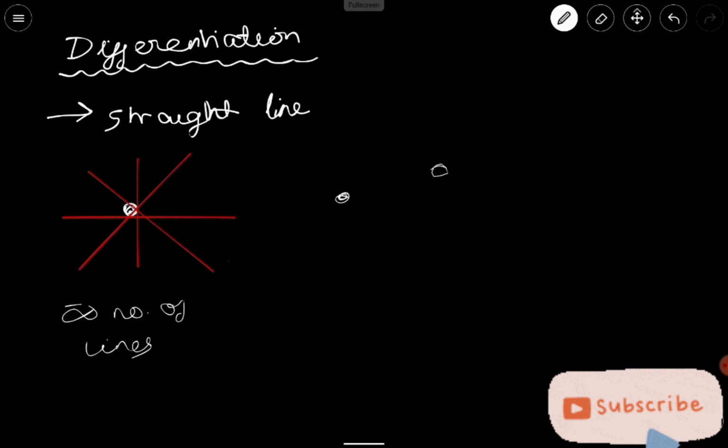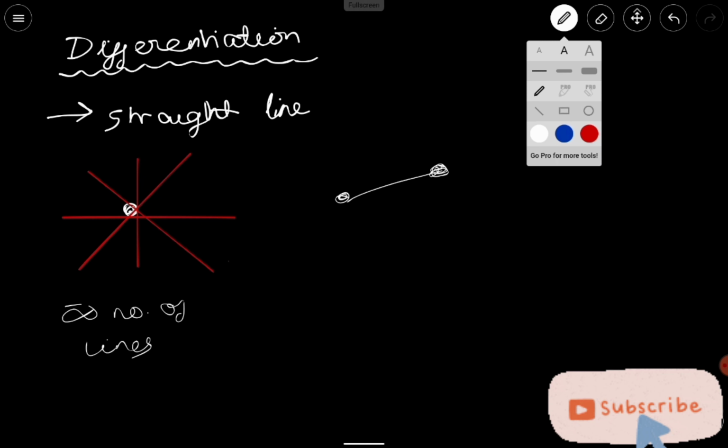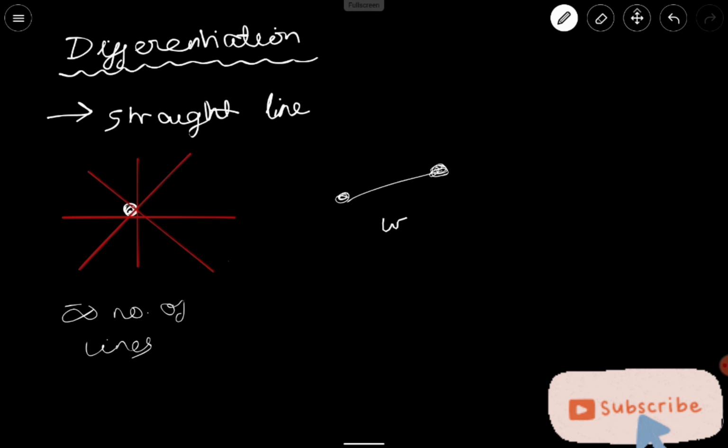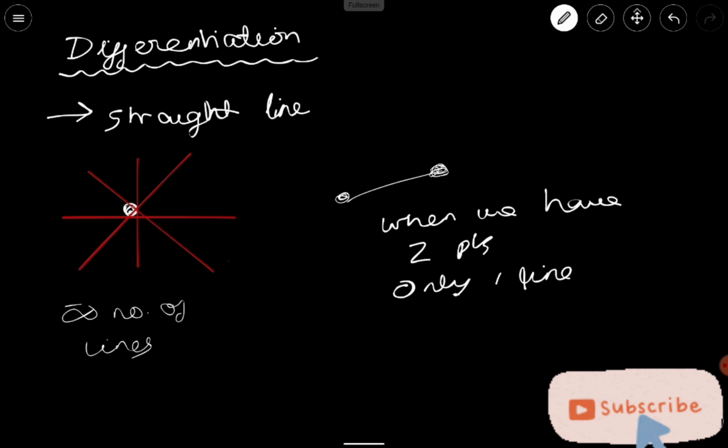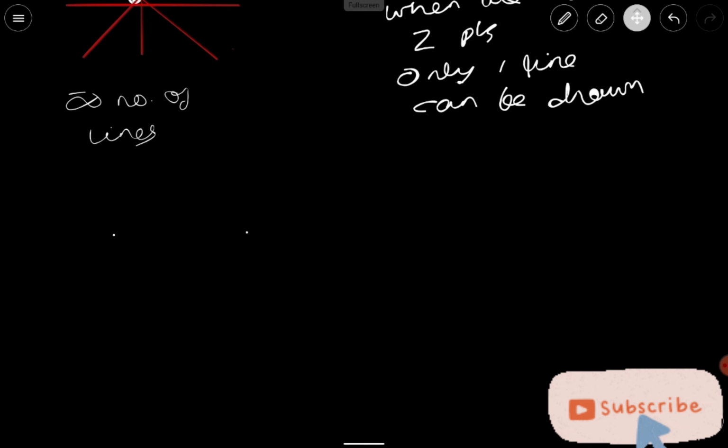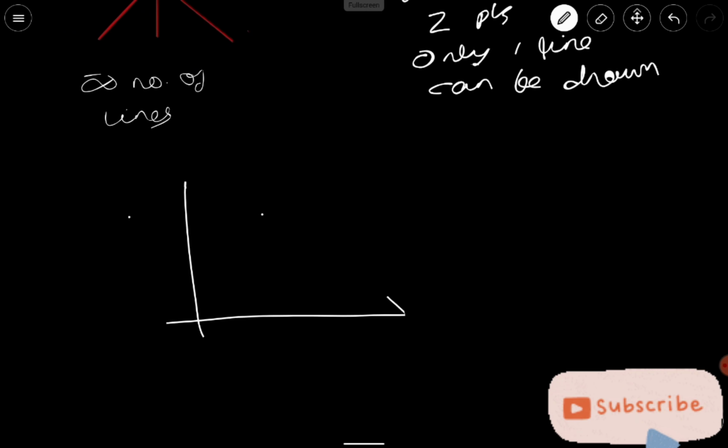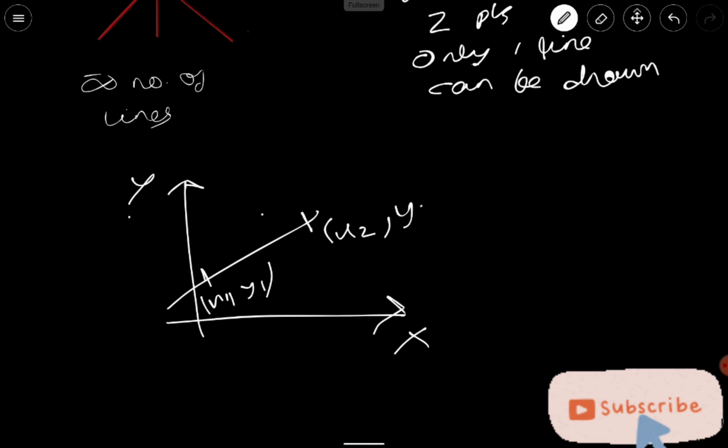But suppose we have 2 points, then there can only be one line. So when we have 2 points, only one line can be drawn. And if we take the y-axis and the x-axis, suppose we get a line like this, and we have the two coordinates. This one is x1 comma y1, and this one is x2 comma y2.